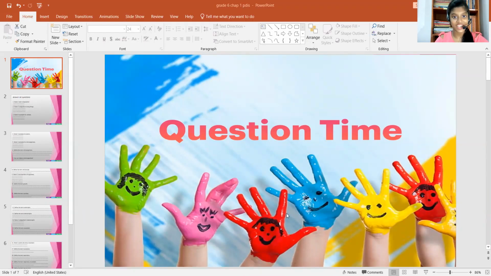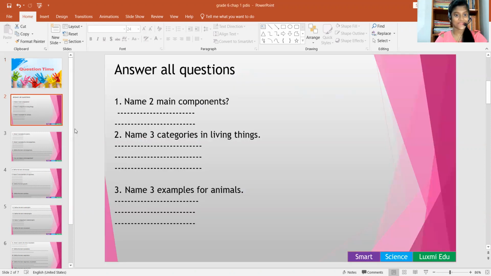Hope you can see the screen. Yes. As I said before, this question paper is based on grade 6 English medium Wonders of Living Organisms. So you all don't need to panic. It's a really easy paper. So let's take this challenge. Answer all questions. Let's see what our first question is.